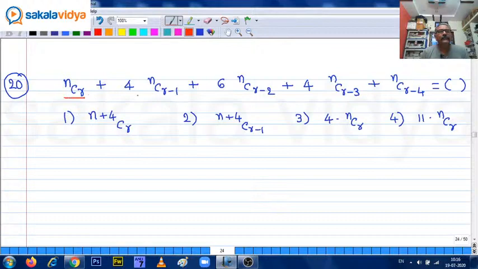nCr + 4·nC(r-1) + 6·nC(r-2) + 4·nC(r-3) + nC(r-4) is equal to how much?